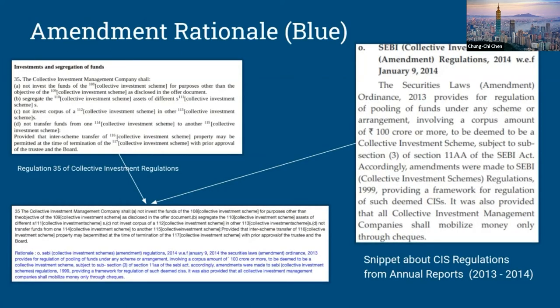Next comes the amendment rationale, where we match regulations with the reason for amendment from documents like annual reports. For example, a snippet about collective investment scheme regulations from annual report 2013-14 has been matched with this particular regulation, which talks about how collective investment management companies have to behave in relation to collective investment schemes. So matching this rationale is very important to understand why a regulation has been amended or introduced in the first place.